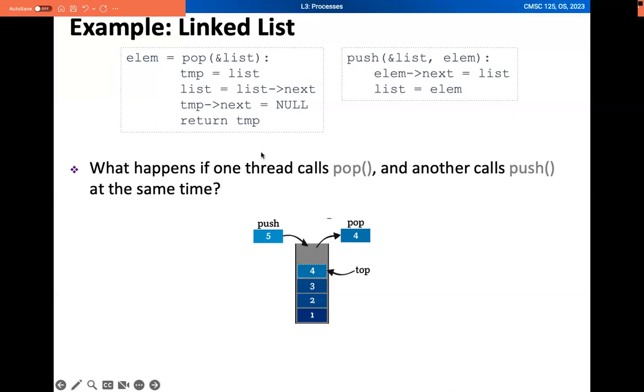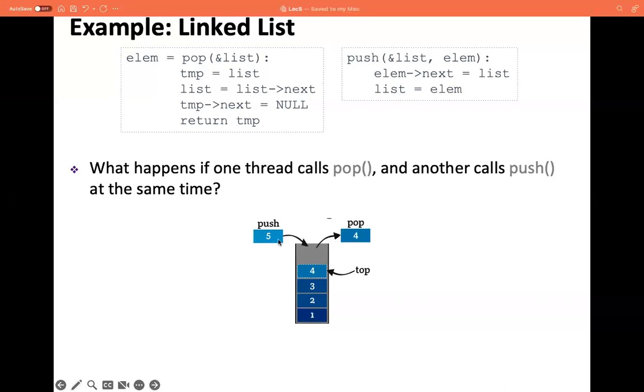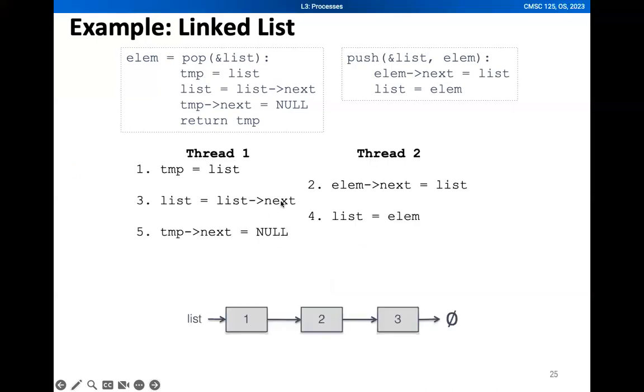Okay, so our problem is: what if these two threads simultaneously do pop and push? Or in other words, what happens if one thread calls pop and another calls push at the same time? So this is the source code for each.